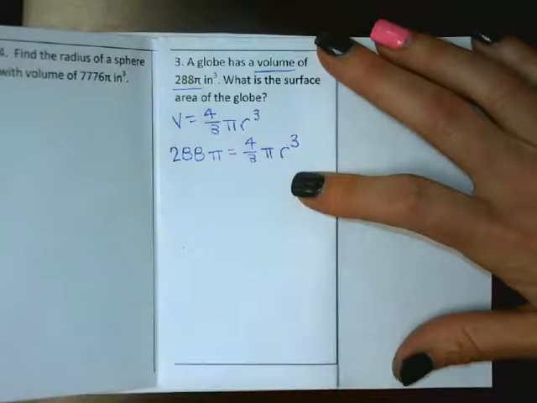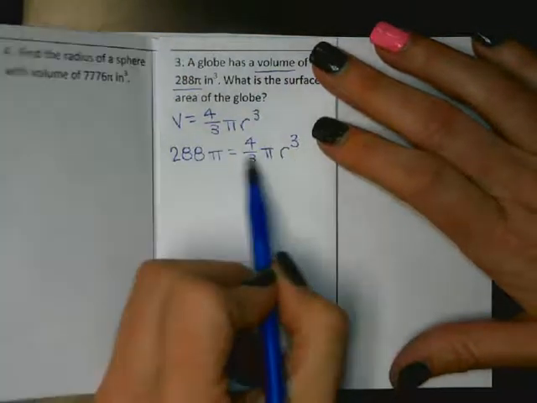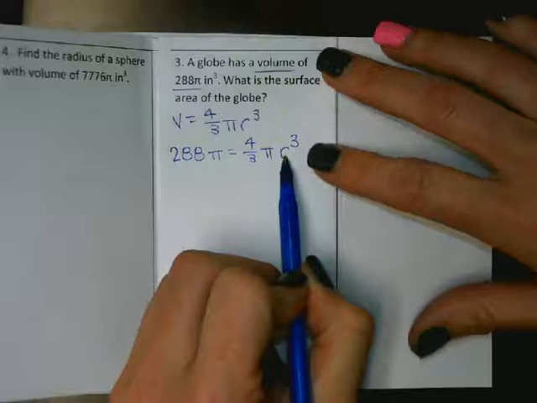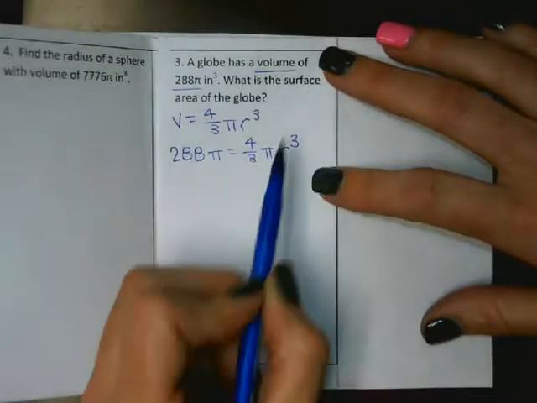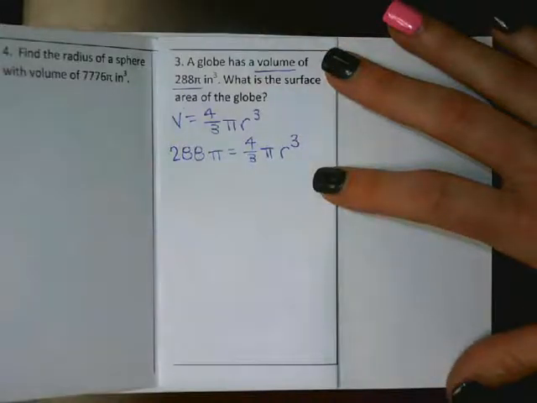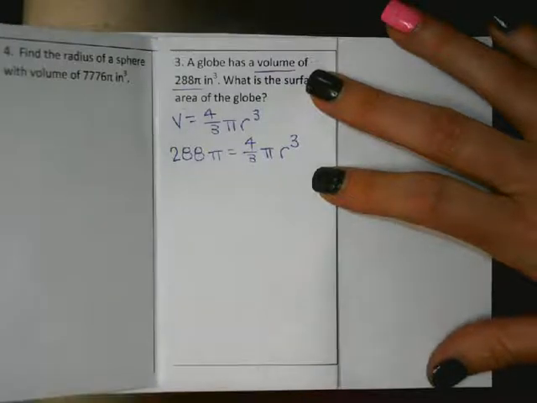And now I'm going to work to solve. Notice that the only variable I now have is my r, so I'm going to be finding my radius. Once I find my radius, I can plug it in for surface area. So this would be a good time if you want to pause and see if you can work it out on your own. All right, so I'm going to go about solving for r.